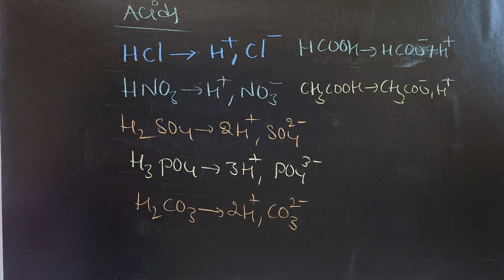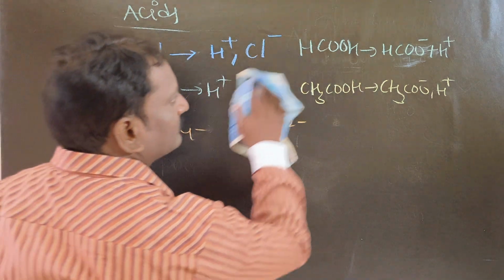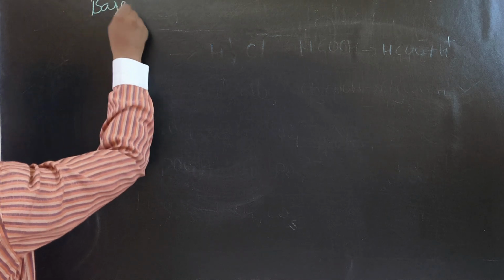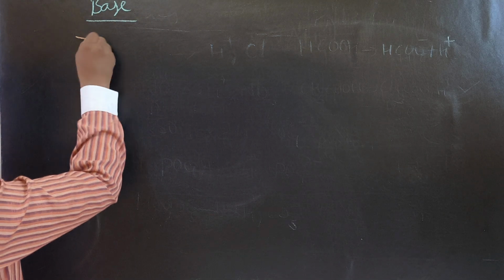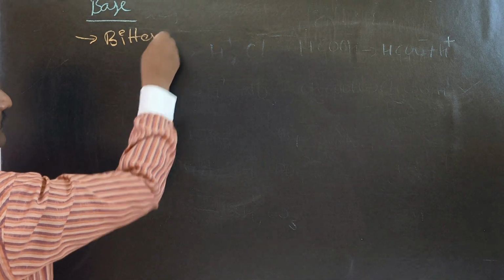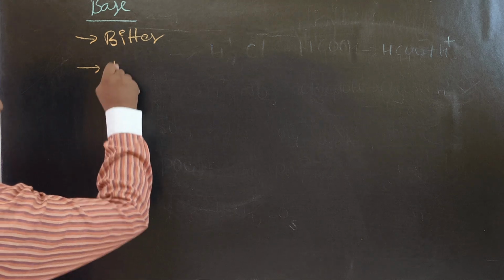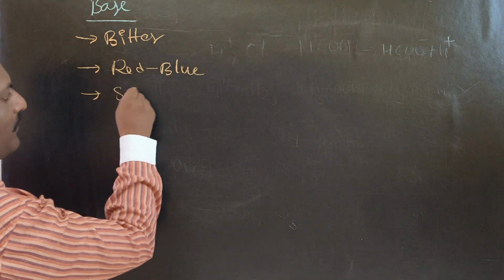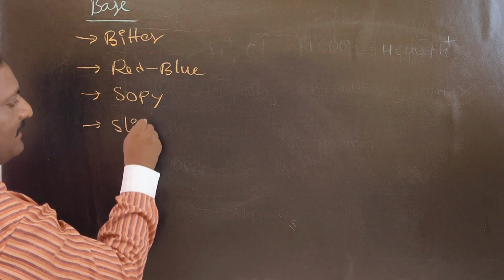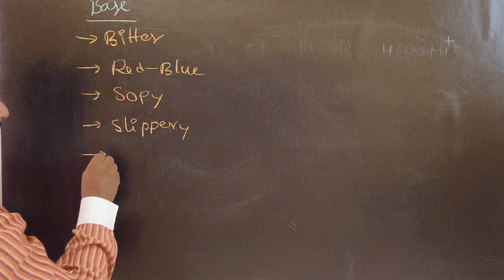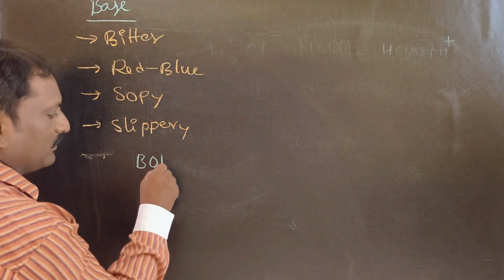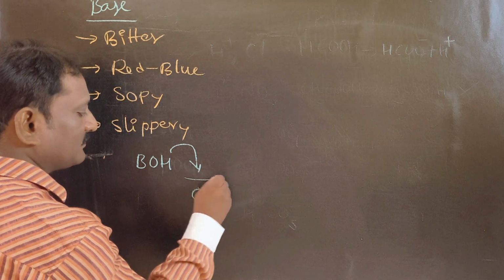Next one, bases. Bases are bitter in taste, turn red litmus to blue, and are soapy to touch, slippery in nature. Not only that, being a base, they should produce OH minus ions when dropped in water.